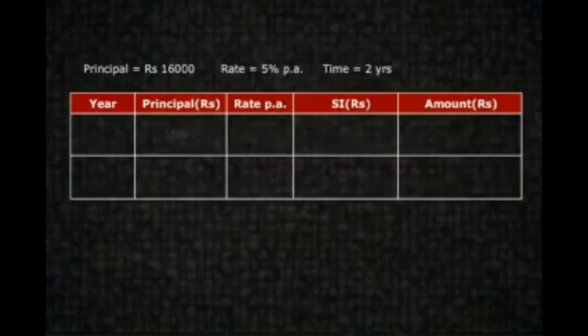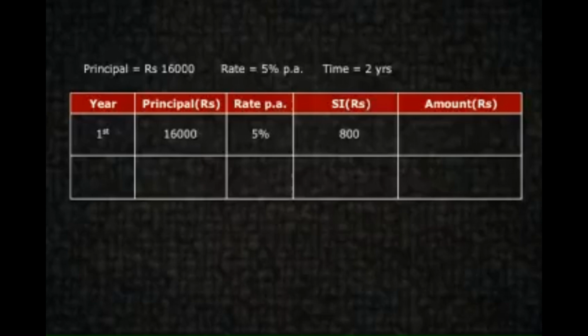So how much interest do I need to pay them after 2 years? Initially, the principal is 16,000. Rate is 5% per annum. So what happens in the first year? I hope you know your simple interest formula. So for the first year, let's calculate the simple interest. 16,000 into 5 by 100 into 1 year, you get 800 rupees. So after the first year, the interest is 800 rupees.